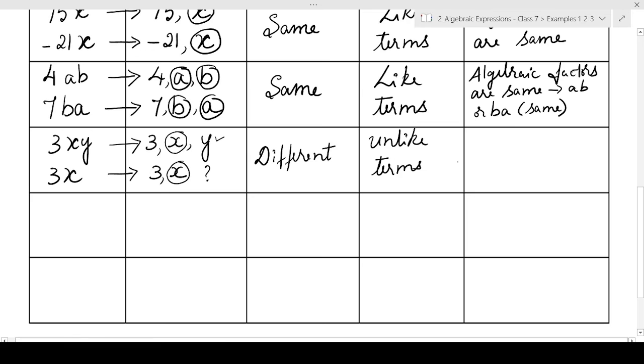And what is the reason? Algebraic factors are different. The factor y is missing in the second term. As such, they are different.